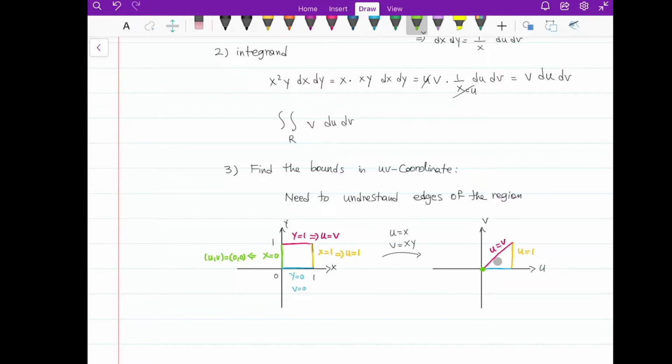Okay, so now I want to set up the bounds. So I have the double integral of x squared y dx dy from 0 to 1, 0 to 1.